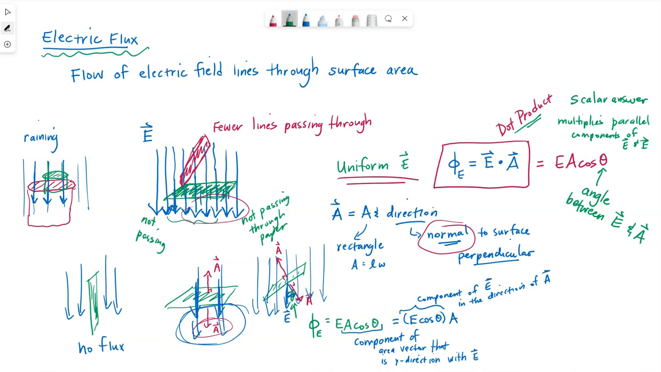Going back to the example with it raining, the rain coming down, holding your bucket sideways, you're not going to get any rain in the bucket. This area vector is perpendicular to the electric field that's coming straight down, or the raindrops that are coming straight down. And so no raindrops would be passing into the bucket to be stored. So flux is just this measurement of a flow through a surface area.